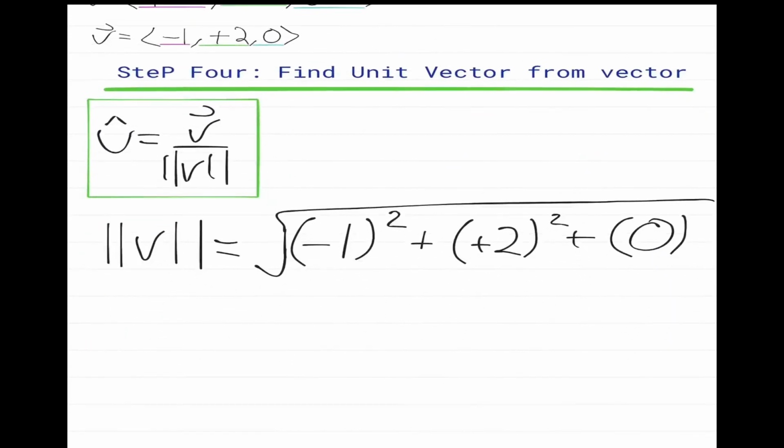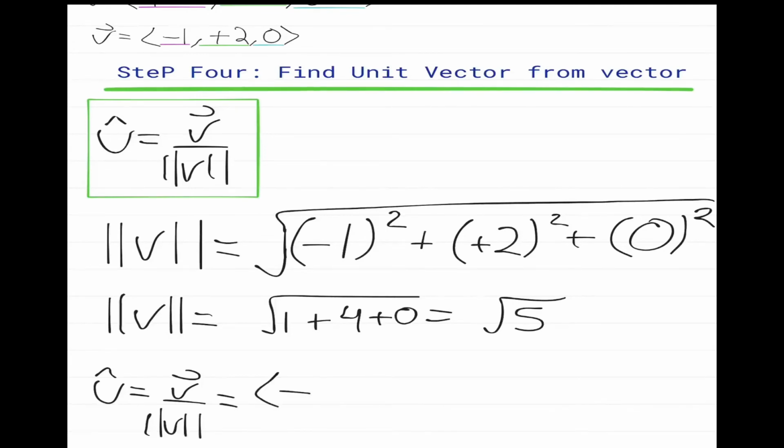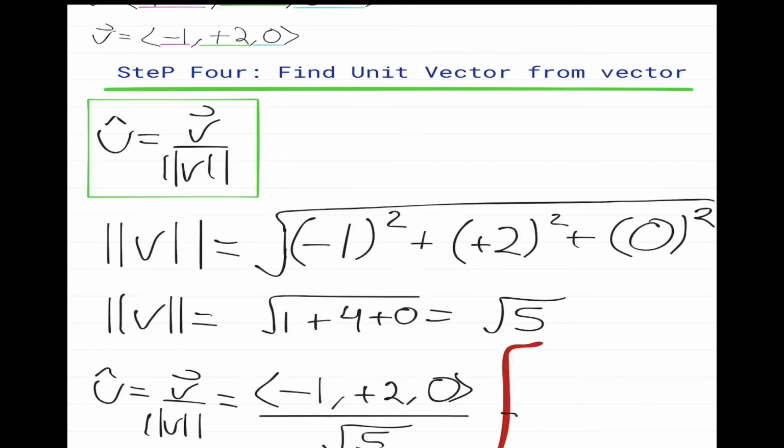So now that we have that squared, we solve this even further. We know that 1 squared is 1, 2 squared is 4, and 0 squared is 0. So simplifying this, we get our magnitude to be the square root of 5. So we know our unit vector is our vector divided by its magnitude. And our vector is -1 in the x, +2 in the y, 0 in the z, divided by its magnitude, which is the square root of 5.